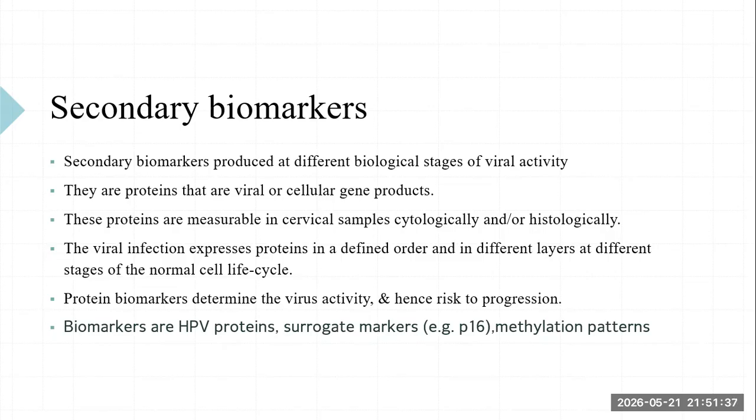normal cell cycle. Initially the infection goes to the basal layer, then parabasal. Like this, the infection goes on increasing, and in different layers of the cervical epithelium, different types of cellular as well as viral degradation products are released, and based on this, these biomarkers are being used and detected, and the surrogate markers also. So the biomarkers are HPV proteins, and surrogate markers, that is P16 or methylation patterns.